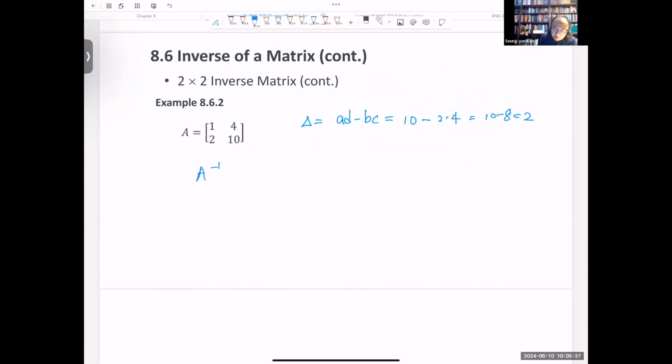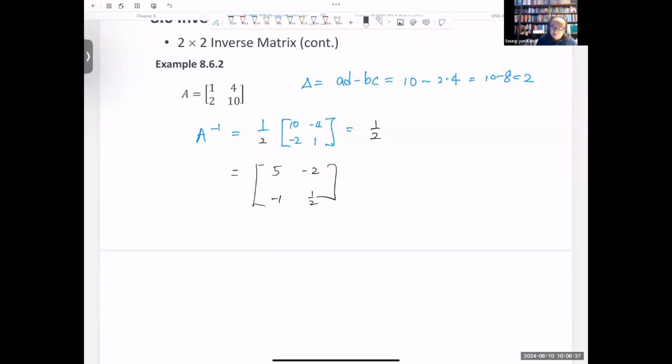So now A inverse equals 1 over delta, times sign and position changes, that is 1 over 2. If you multiply 1 over 2 to everything, it's going to be 5, negative 2, negative 1, and 1 over 2.